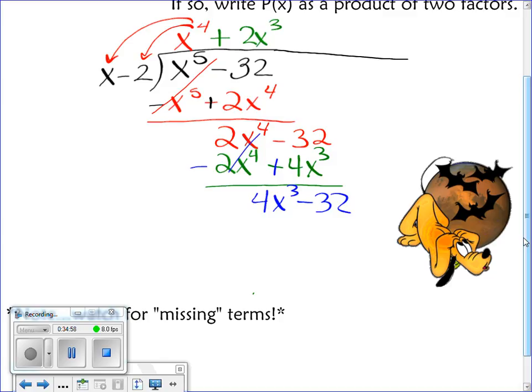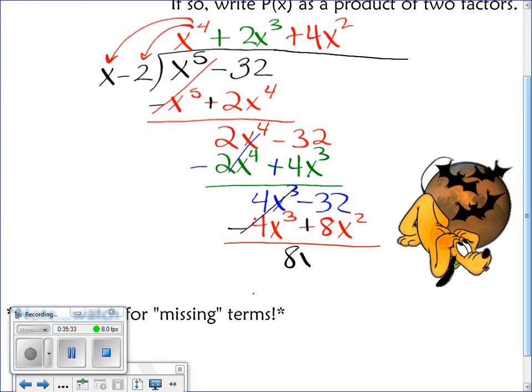So why is 4x not going to work? I don't think 4x is going to work. Those exponents are going to match up. So 4x squared times x will give you that 4x cubed that you need. And then 4x squared times negative 2 will give you negative 8x squared. Gotta change those signs. Again, those will cancel, and now we have 8x squared minus 32.